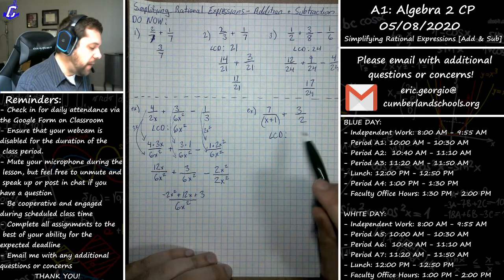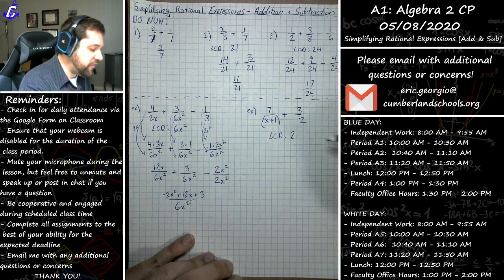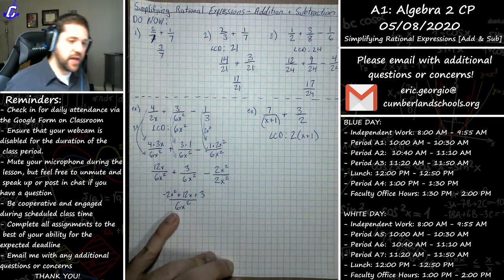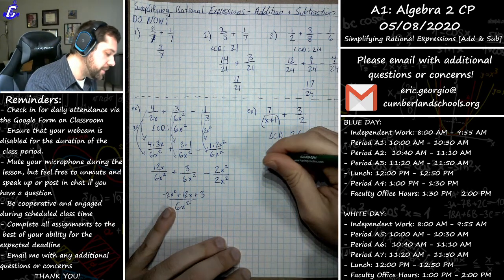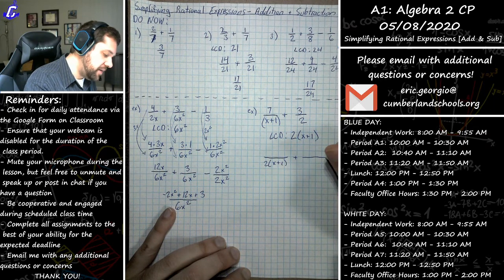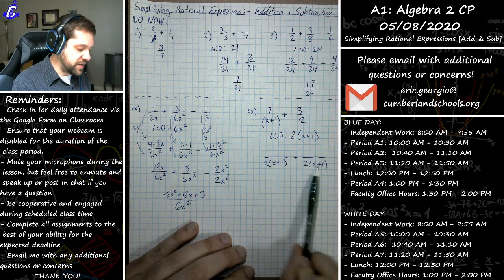So my least common denominator, well, I need a factor of 2 to make this guy happy, and I need a factor of x plus 1 to make that guy happy. So your least common denominator is 2 times x plus 1. You now want to get all of your fractions to look like that least common denominator. So that's your goal, right? Your goal is you'd like the denominators to be the same.